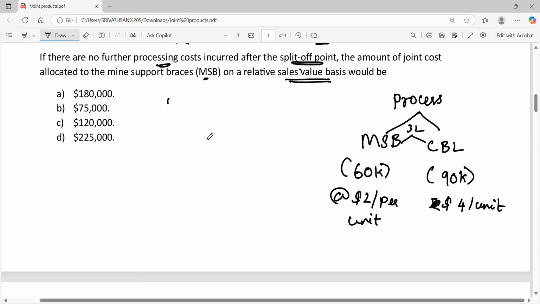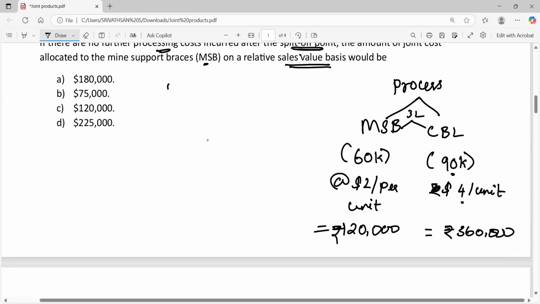So what is the sales value of product MSB? 60,000 units, and sales value of one unit is $2 per unit. So total sales value will be 60,000 into 2, we get 1,20,000. For product CBL, 90,000 units are produced, and each unit can be sold at a price of $4 per unit. So what is the total sales value? 90,000 into 4, we get rupees 3,60,000, and this is 1,20,000. So what is the total sales value? It is 4,80,000. 4,80,000 is the total sales value.